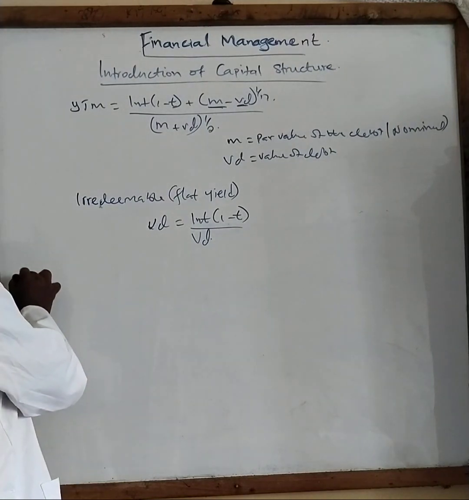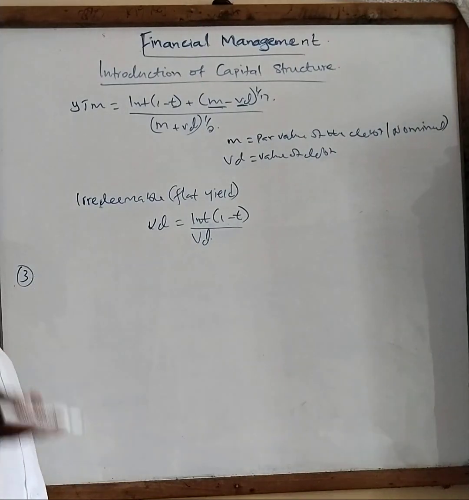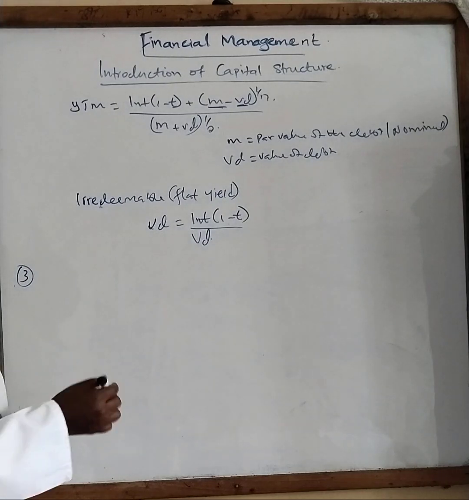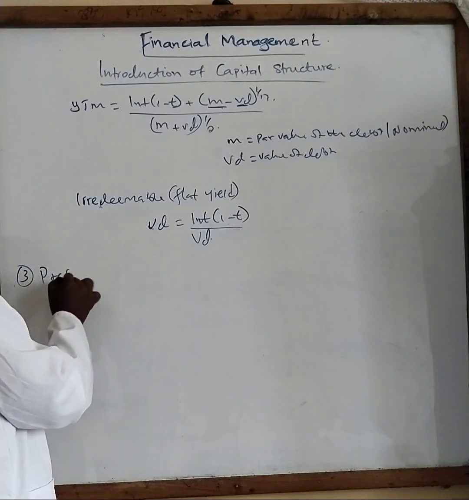Another form, number 3: the first one was equity, second one is debt, and then the last one is preference shares.